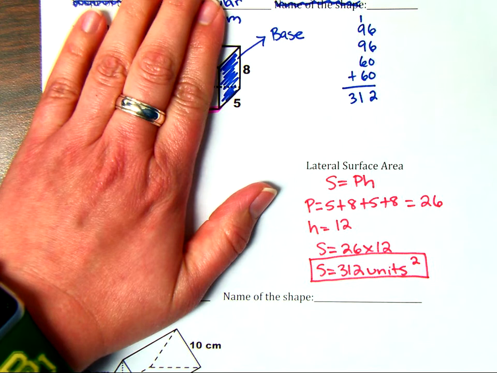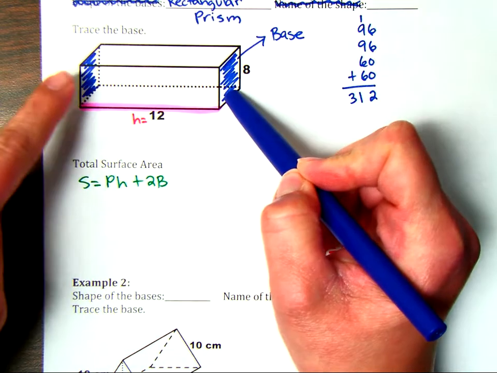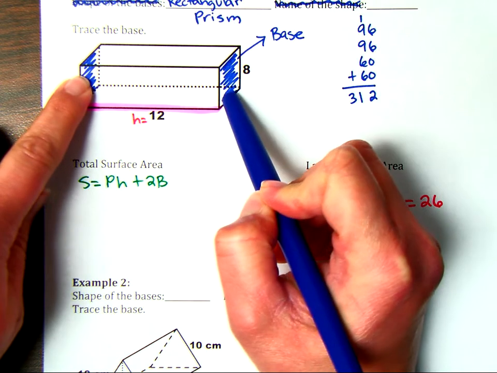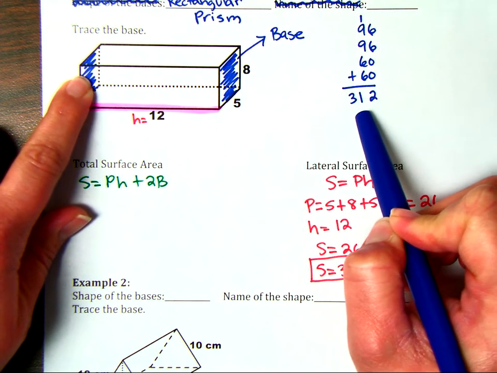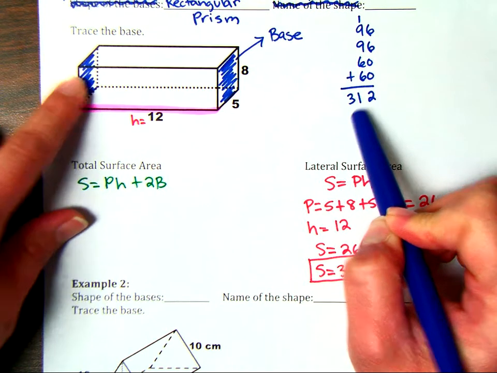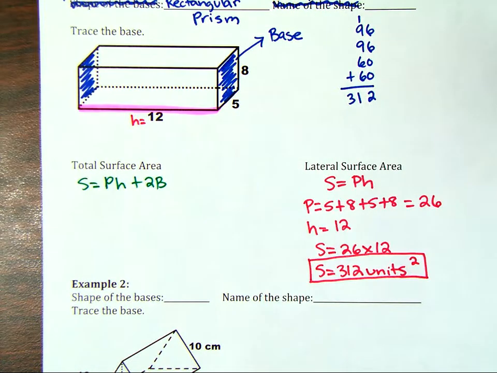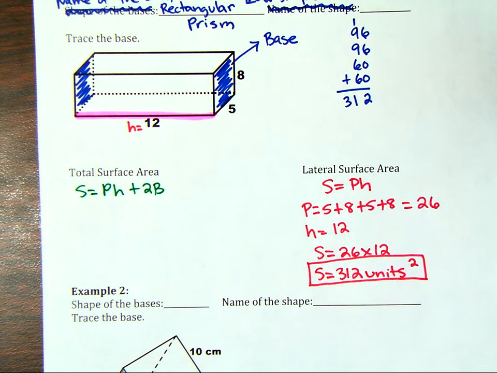So 8 times 5 is 40. 40 plus 40 is 80. So if we were to add 80 to that, we would get 392. So again, this is if we were to unfold it, find the area of every single rectangle and add them up. But let's prove it with that. Let's see if that's what happens here.